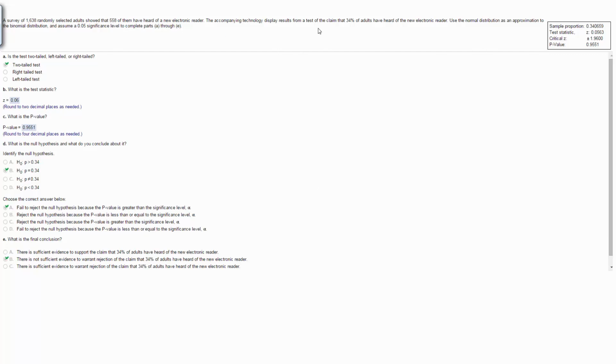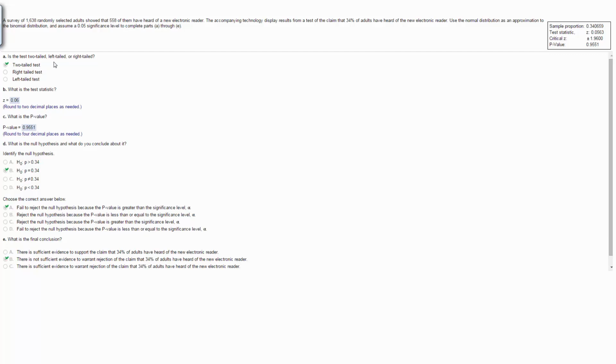This is just actually seeing if you can read an output of a test. So in other words, they surveyed these 1,638 randomly selected adults. 550 of them have heard of a new electronic reader. So this technology display results, this is where they did the test for you, of the claim that 34% of adults have heard of the new electronic reader.